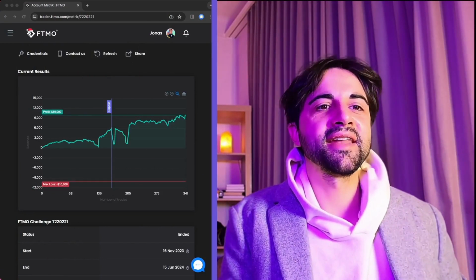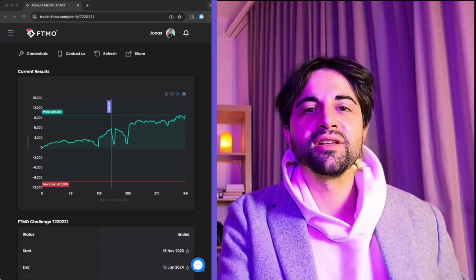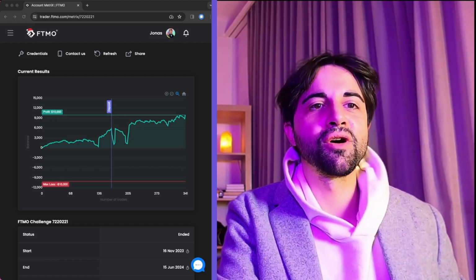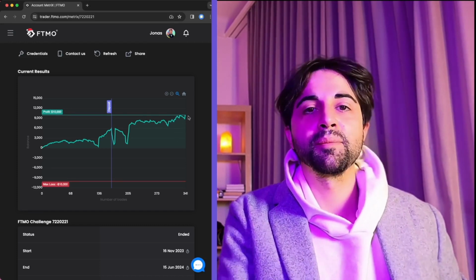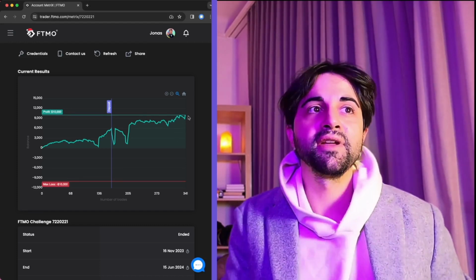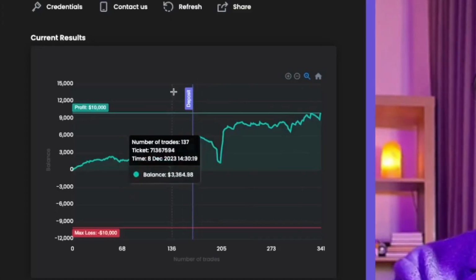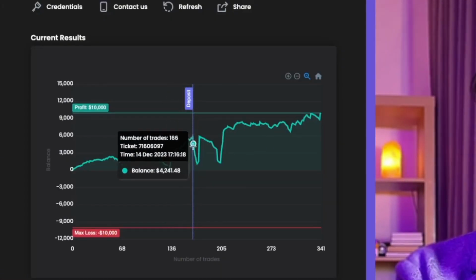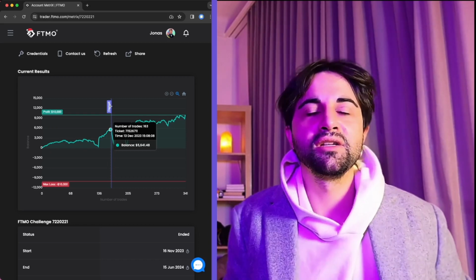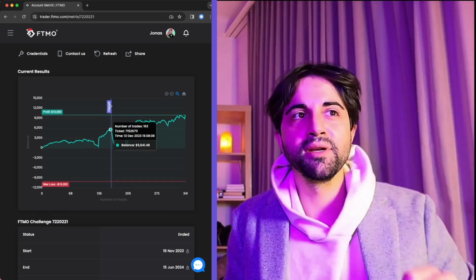Alright guys, and now as you can see here, we are in the account metrics overview of my FTMO challenge. So before we start, there are a couple of things you guys should notice. So first of all, why does it say deposit right here? It says deposit right here because FTMO had a little bit of a problem.